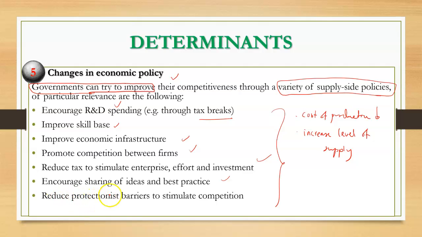Reduce protectionist barriers to stimulate competition. And this one, it's related to import. Okay, for example, import tariff. If government can reduce import tariff, which the Australian government has been doing over the years, then it will actually encourage more imports to come in. When there's more imports coming in, local producers will have to compete with imported goods. Again, when there is competition, they'll be very careful with their price.